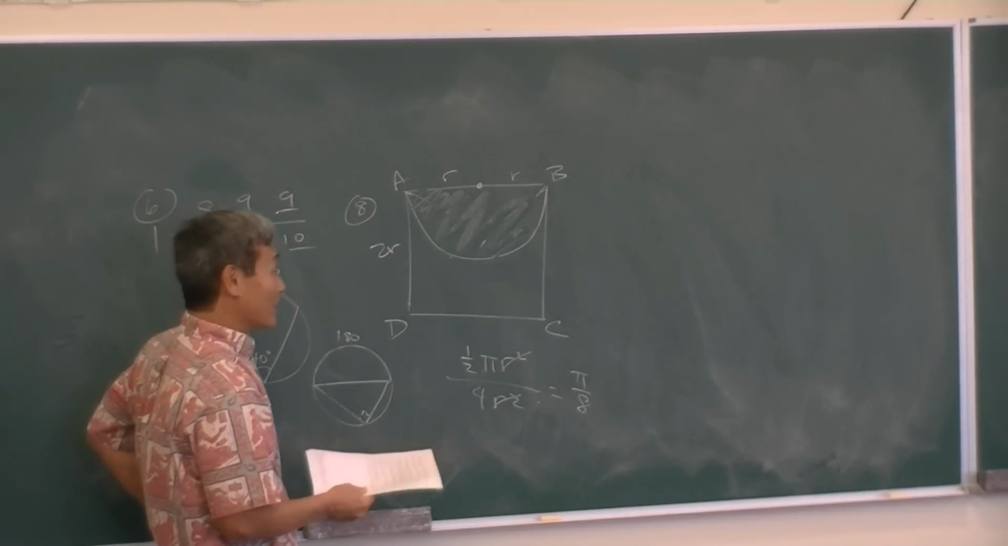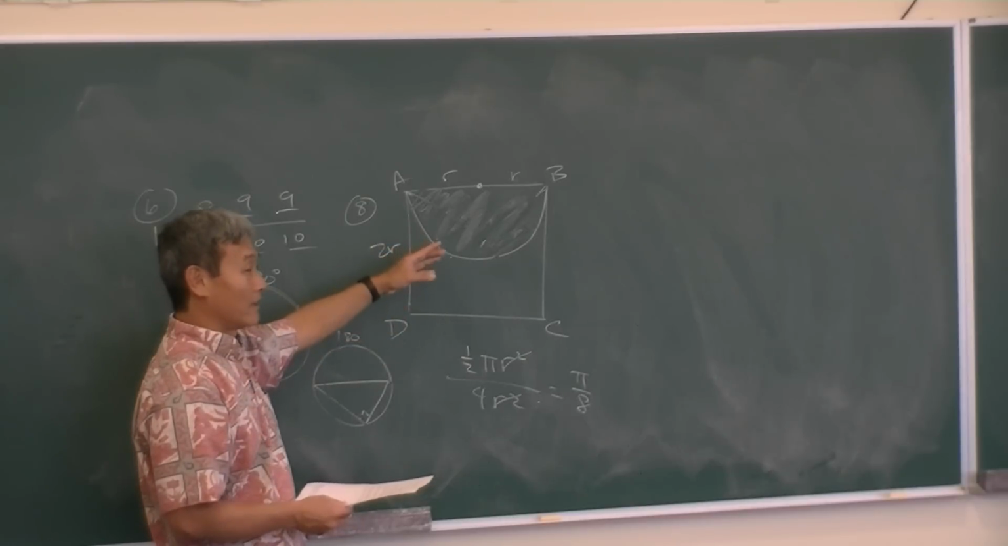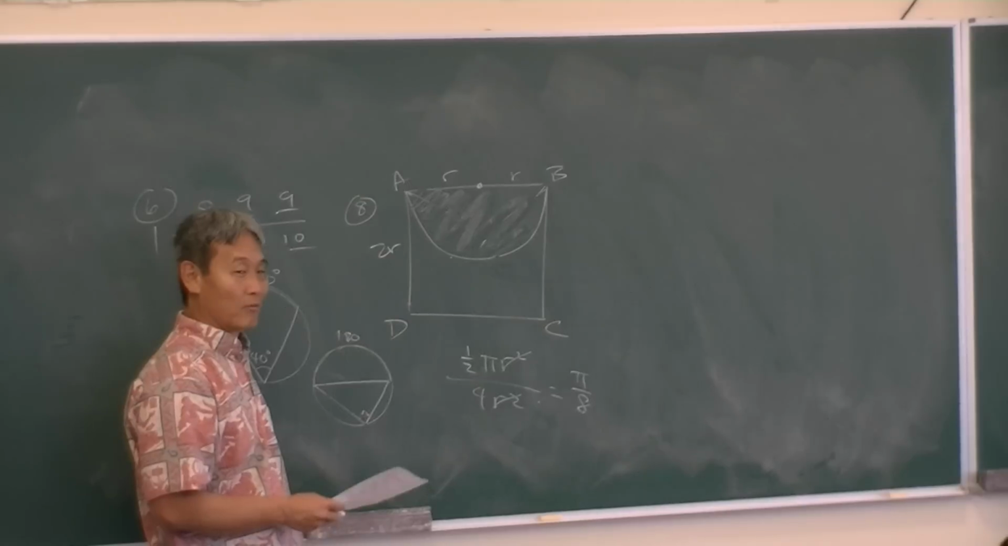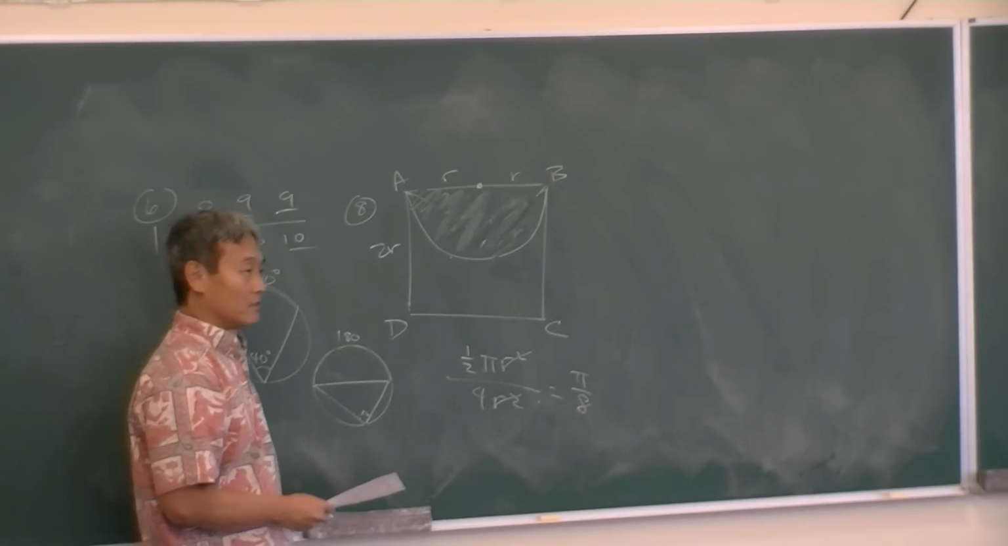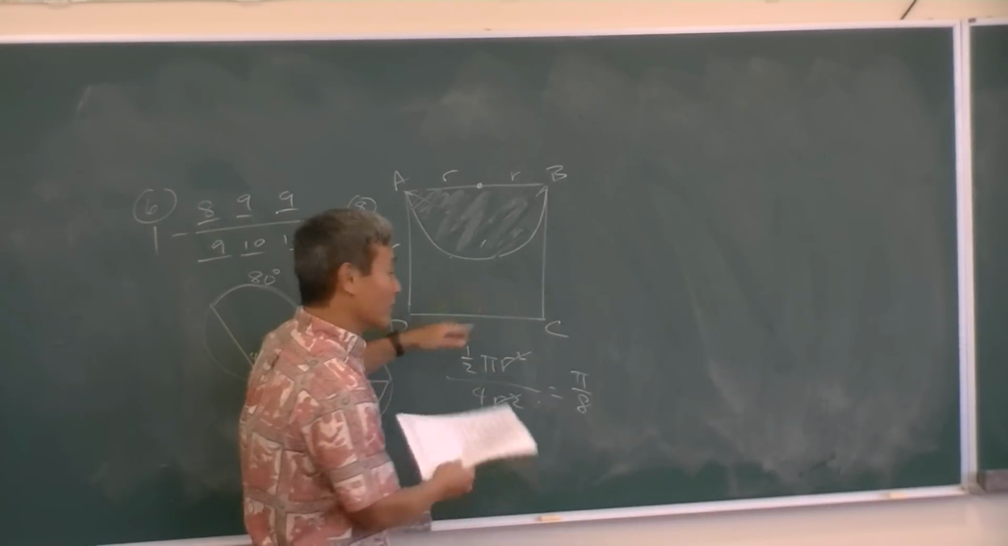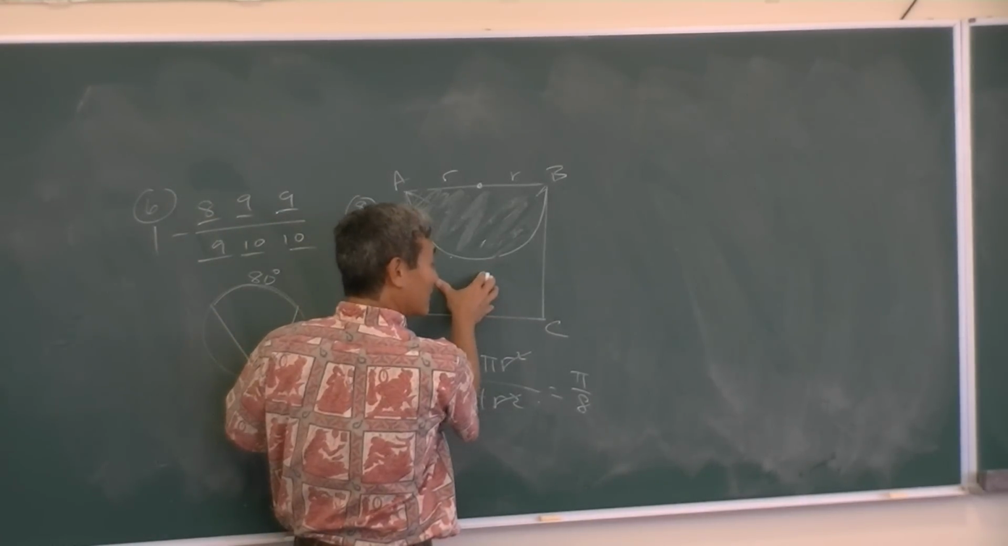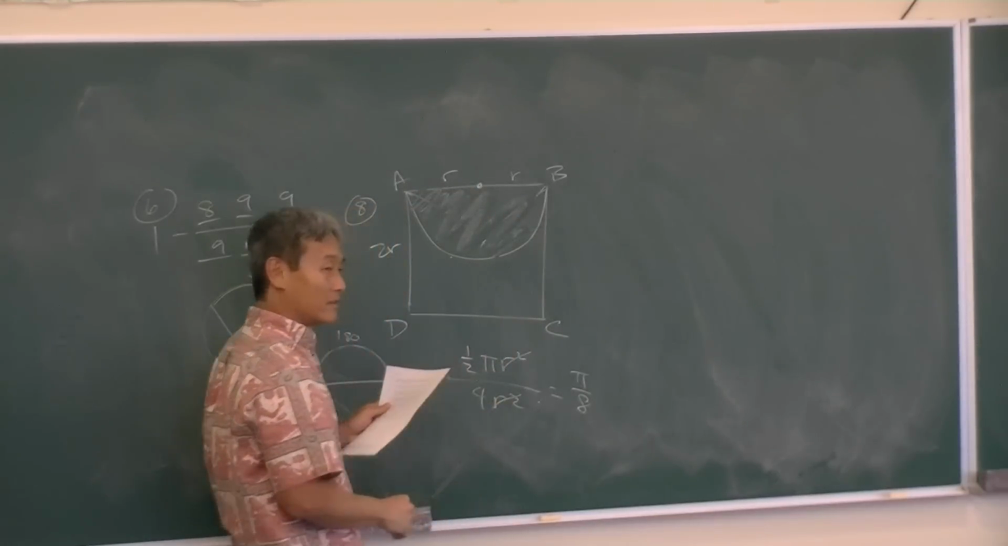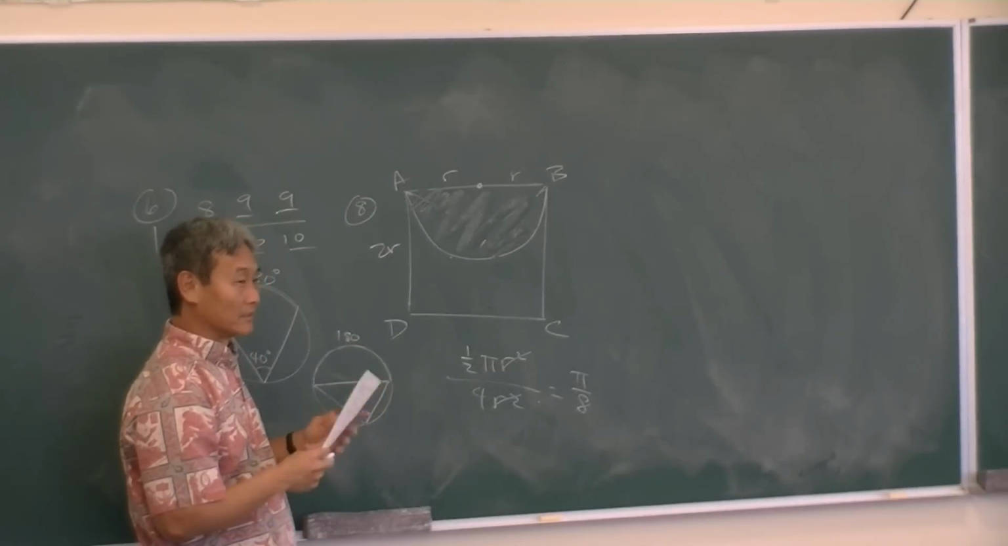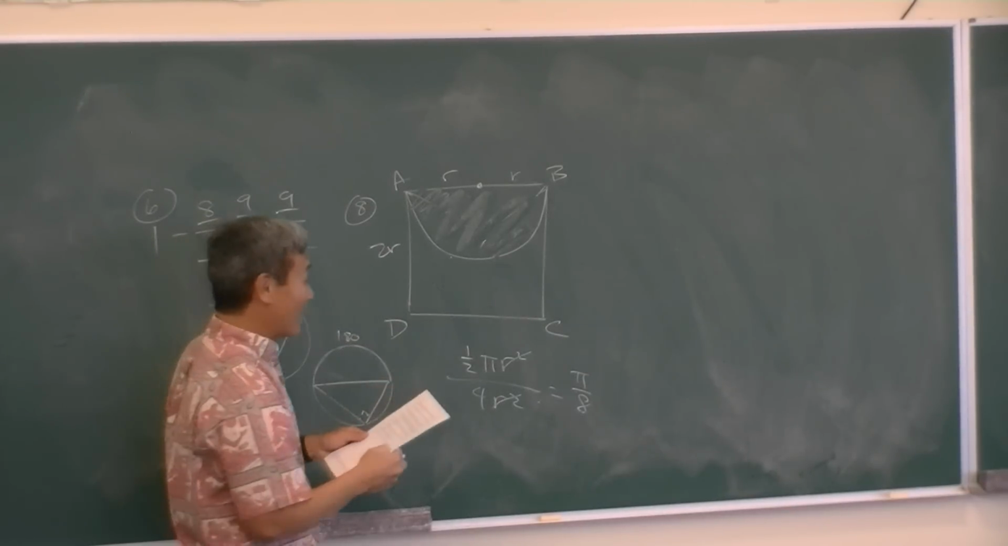I remember last year on the quiz I put what's the probability that the angle is acute, and all hell broke loose. That means the point got to be here, so it would be the area of this one divided by the area of the square. Can you guys handle that? We'll see you on Thursday.